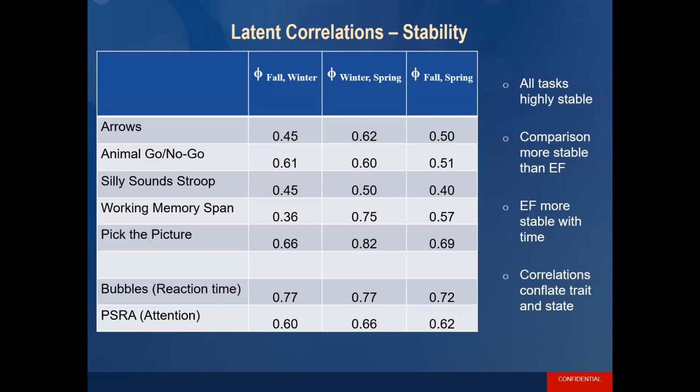However, and I want to reiterate this, these stability correlations are not getting at what we want, which is how much of the variance is trait-like and how much of it is state-like.